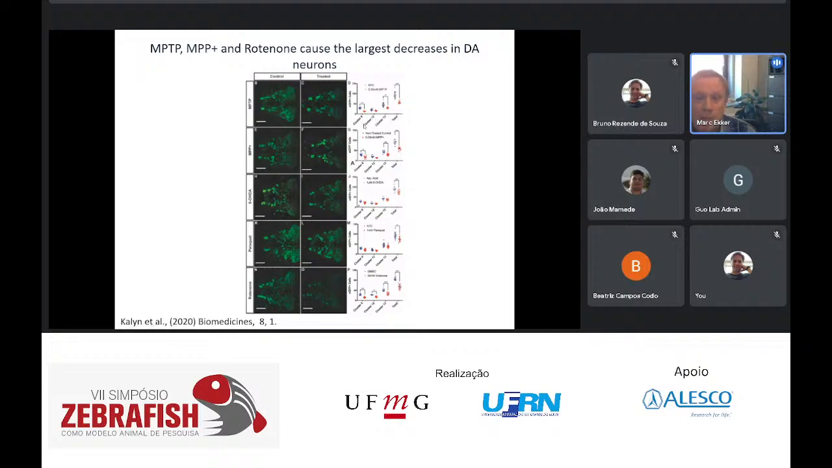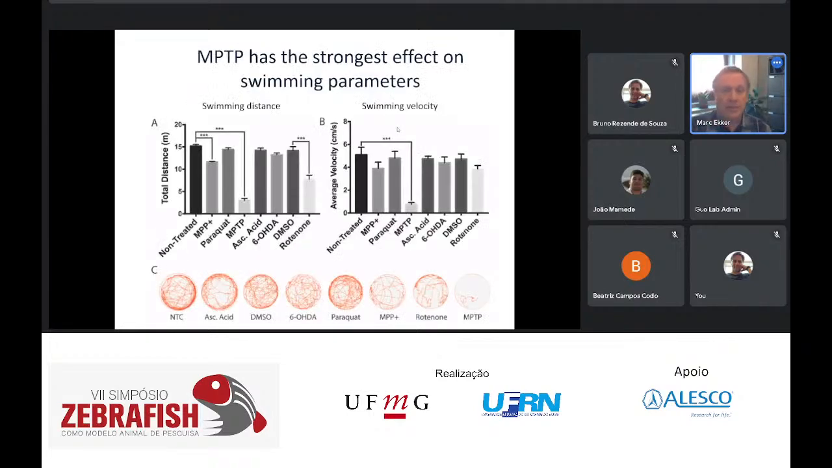If you compile what happens in clusters 8, 12, and 13 that you saw on the previous slide, then what we looked at are swimming parameters in these fish, and again, MPTP and rotenone were the two that gave us the strongest effect, both in terms of swimming distance and of the swimming velocity.